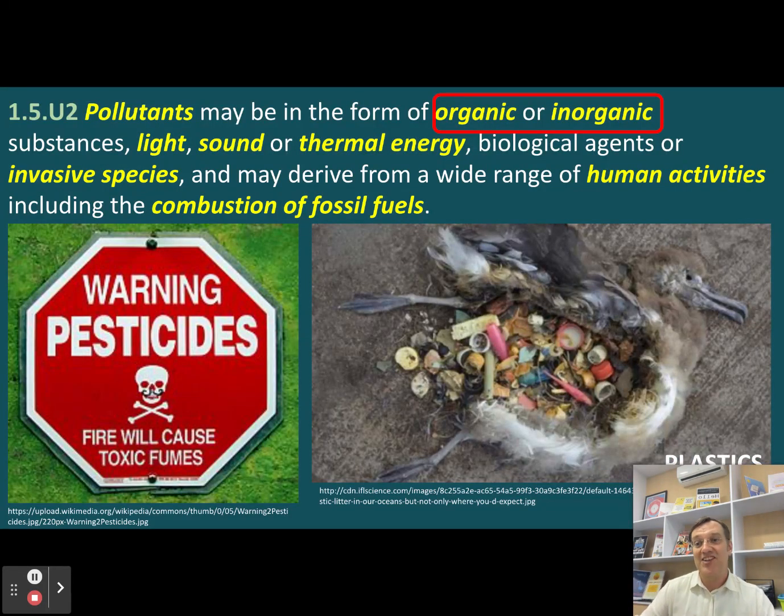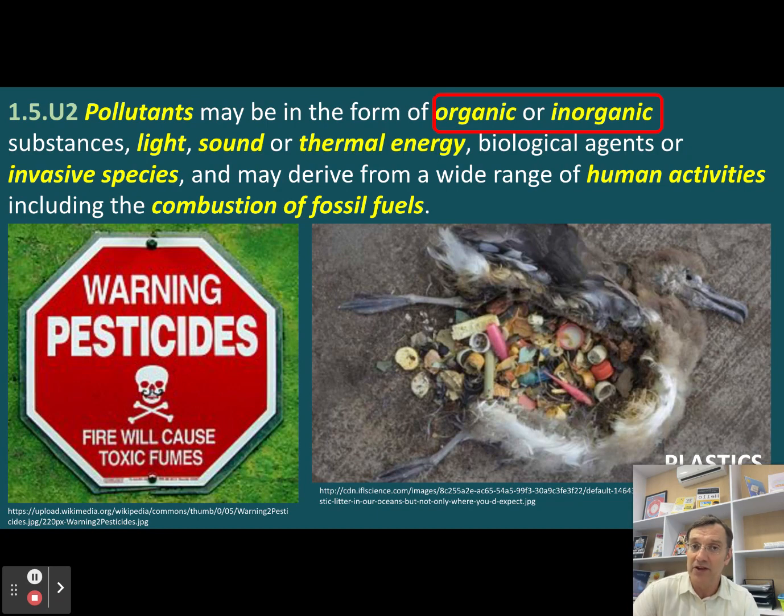There's a bunch of different types of pollutants, and for your ESS exam, you should be able to discuss and give some examples of each of these types, at least broadly. So first, we have organic or inorganic substances.